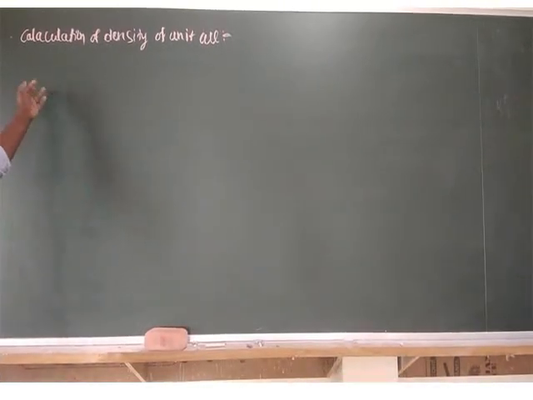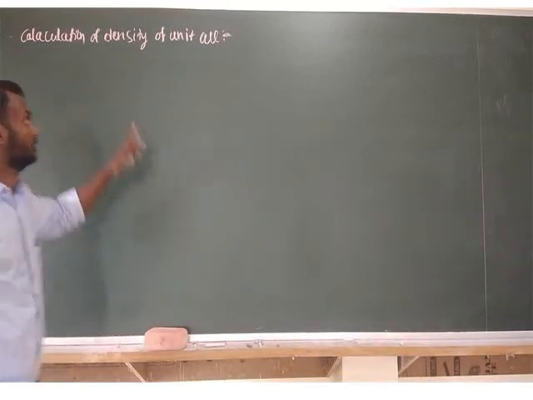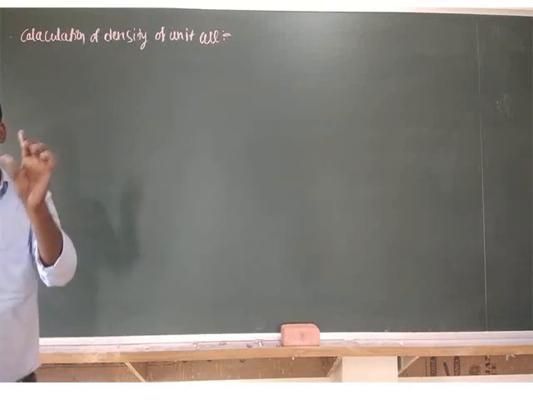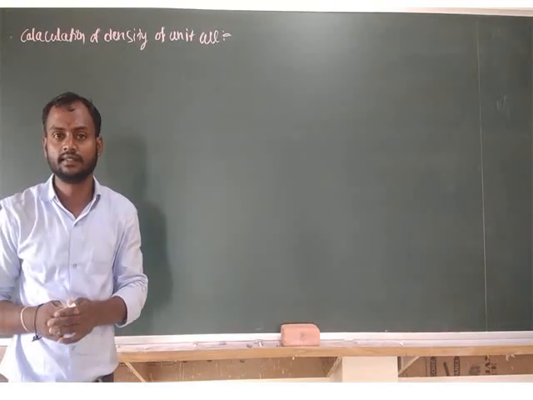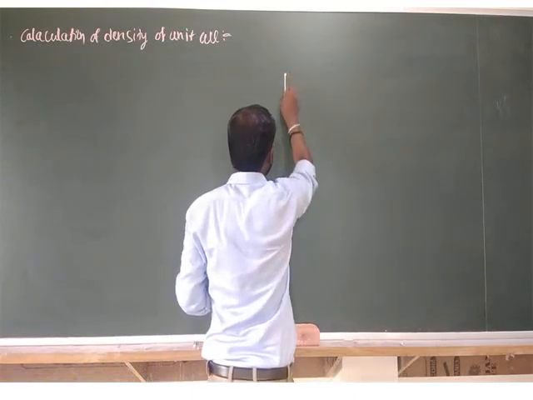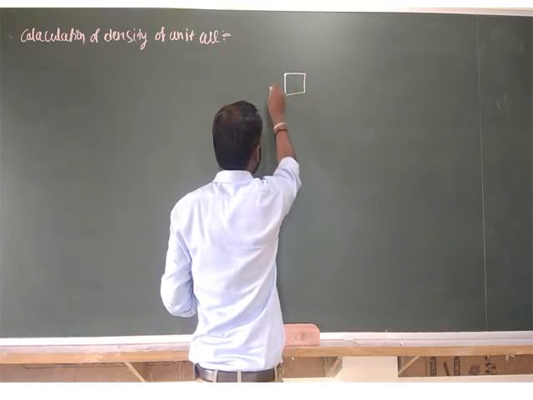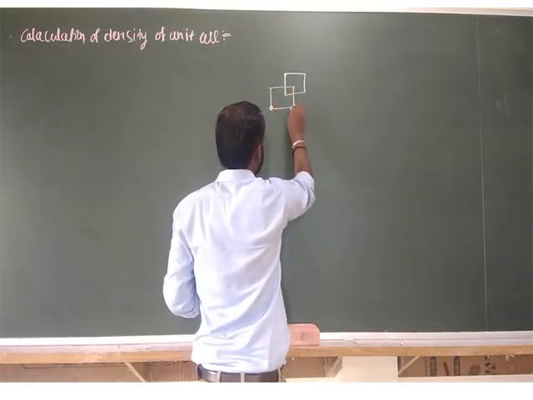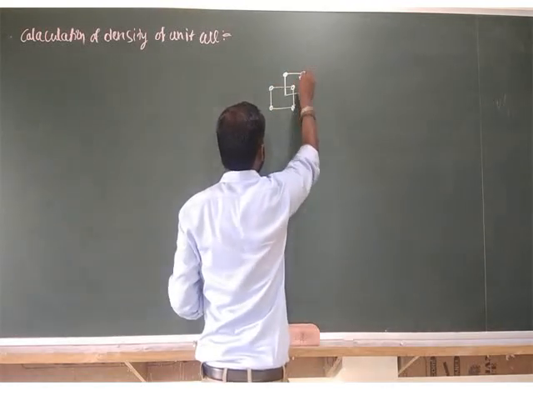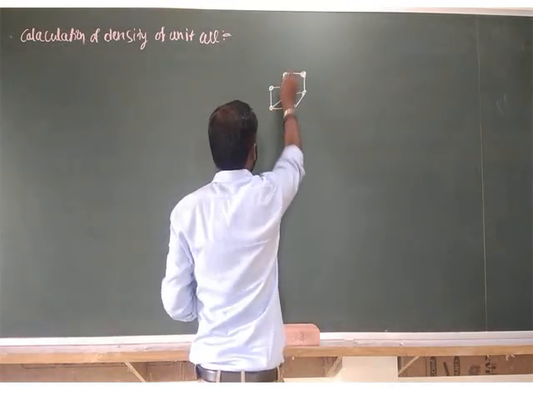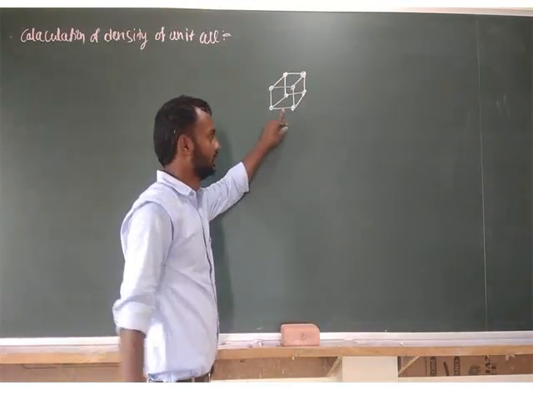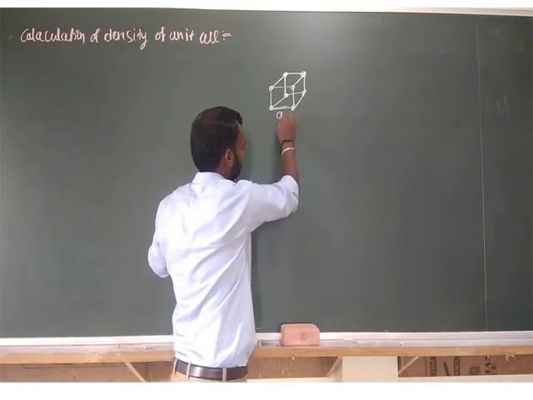Next one, calculation of density of unit cell. So in the density of unit cell calculation, we need the edge length of a unit cell. You know the unit cell, this is the unit cell. These are the particles, the constituent particles. These constituent particles are joined to form a lattice. So let us take the edge length as a.